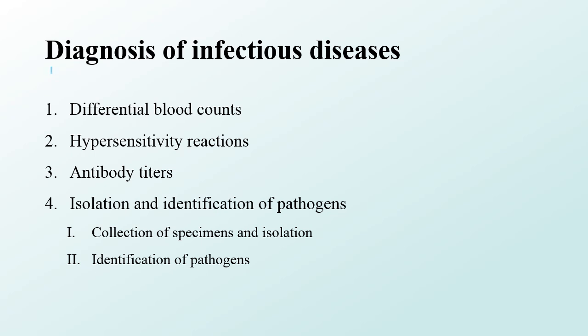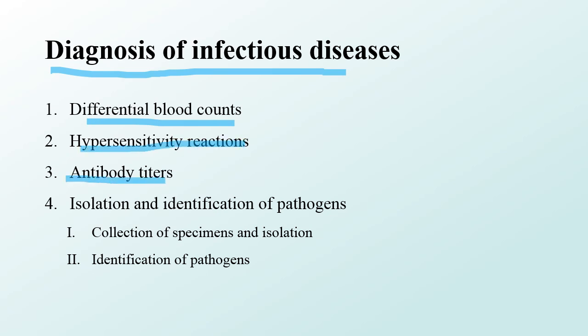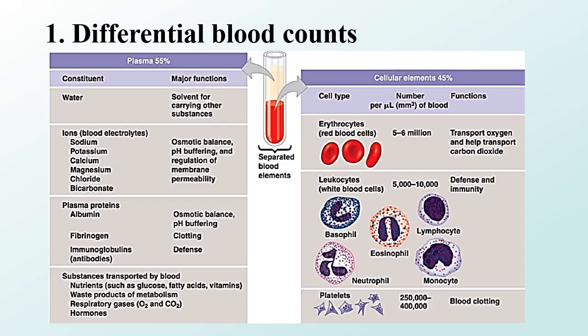Okay, an infection can be diagnosed using various methods, such as differential blood counts, hypersensitivity reactions, antibody titers, and also isolation and identification of pathogens, which can be divided into collection of specimen and isolation and identification of pathogens. So in this lecture, we'll go through them one by one. Okay, the first one, differential blood counts.